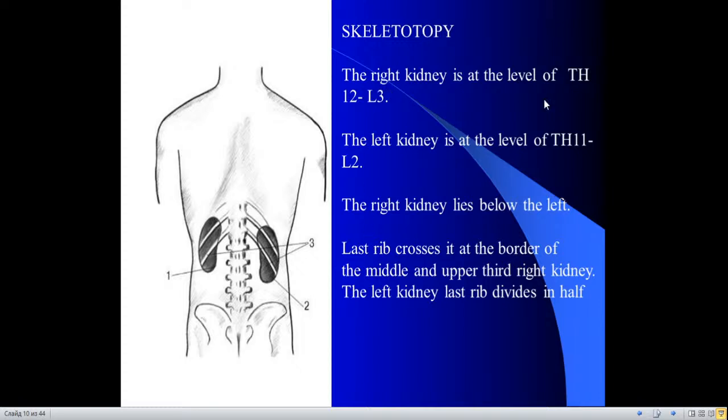The right kidney is at the level of Th12-L3. The left kidney is at the level of Th11-L2. You can see different position between the right and left kidneys because on the right side you can see the very big right lobe of the liver. It doesn't mean the right kidney has a lower position than the left kidney. Write please. The right kidney lies below the left.